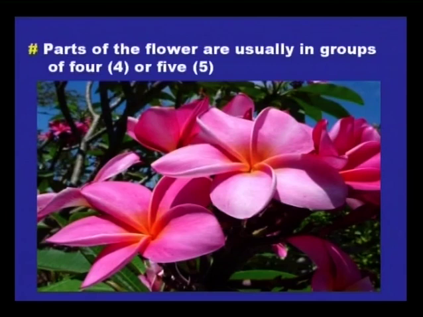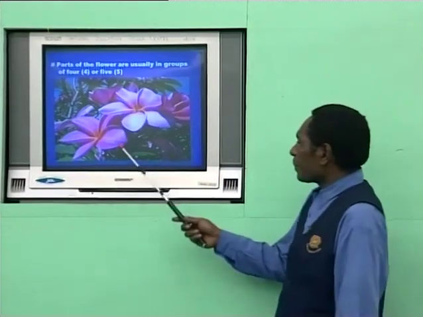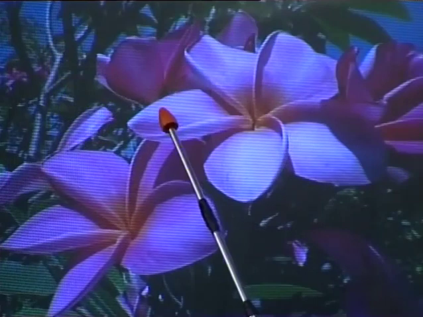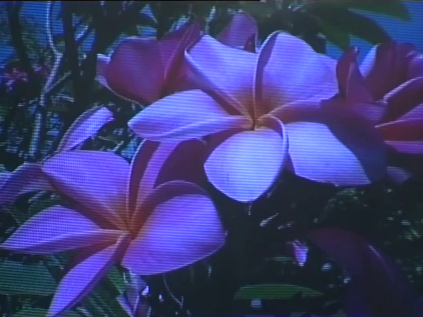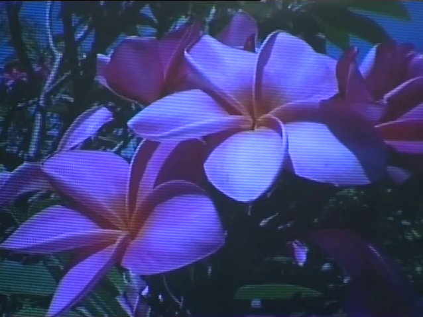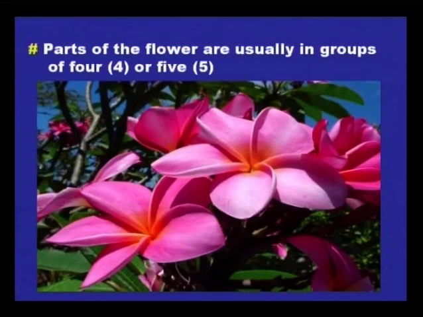Plants with parts of the flower, usually in groups of 4 or 5, are also called dicotyledons. So these are the things that you want to find out if the plant is a dicotyledon. On the screen here we have a picture of a frangipani flower. You can see it has about 1, 2, 3, 4, and 5 petals. So it has parts of the flower or petals usually in groups of 4 or 5. Then you will know that they are dicotyledons.